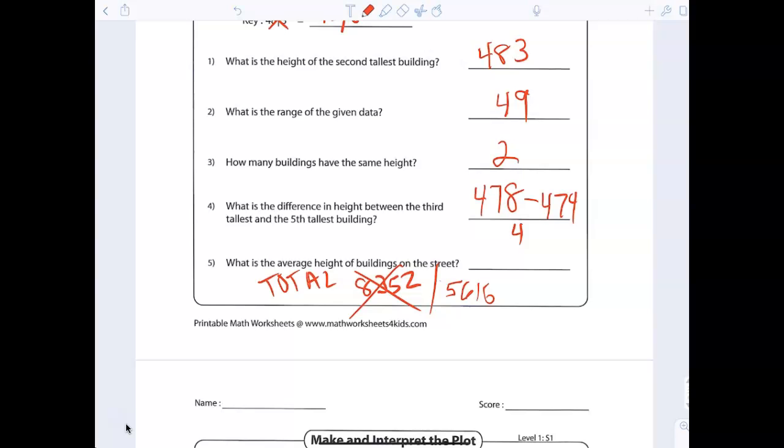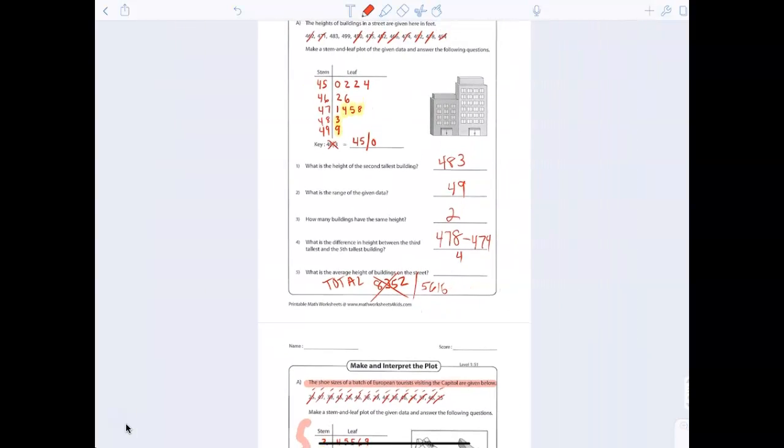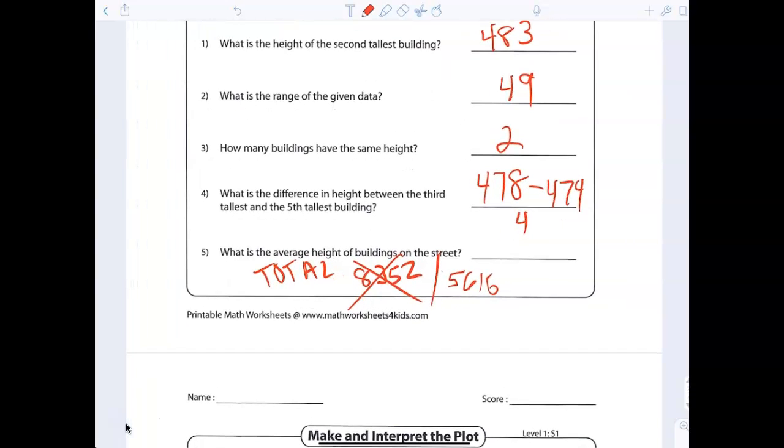All right, so how many buildings were there? 12. So what are we dividing by? 12. And what's my answer? 468. Anybody else get 468? Yes. Now listen, I'm trying to teach you. You can't let someone else do the work. Take your calculator out, add them up yourself, then do the division. Make sure you see it. Is everybody good with that? Anybody have any questions? I told you guys, this is easy, right?